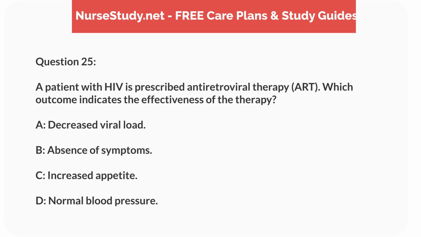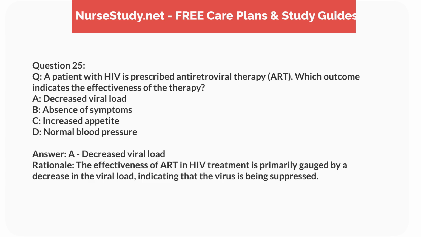Question 25. A patient with HIV is prescribed antiretroviral therapy, ART. Which outcome indicates the effectiveness of the therapy? A. Decreased viral load. B. Absence of symptoms. C. Increased appetite. D. Normal blood pressure. Answer: A. Decreased viral load. Rationale: the effectiveness of ART in HIV treatment is primarily gauged by a decrease in the viral load, indicating that the virus is being suppressed.